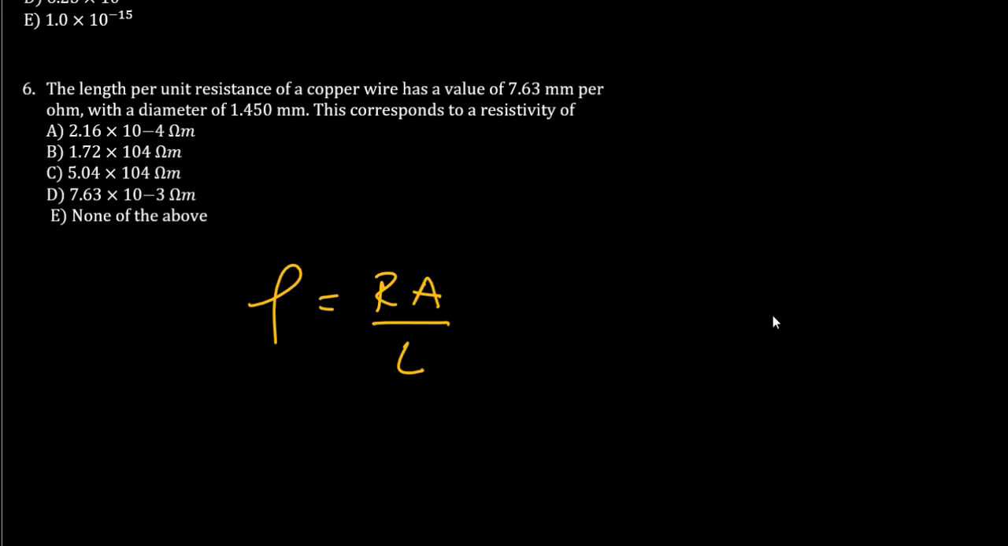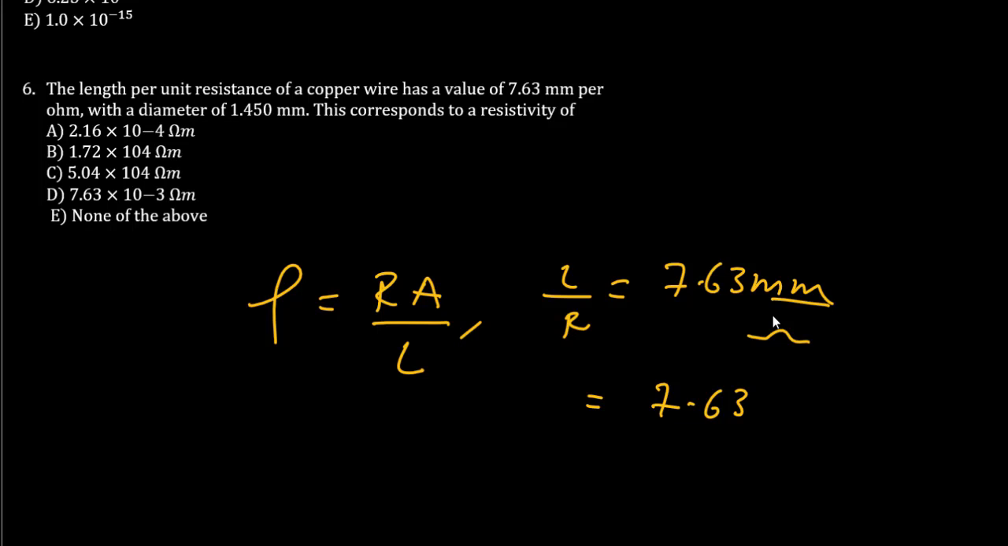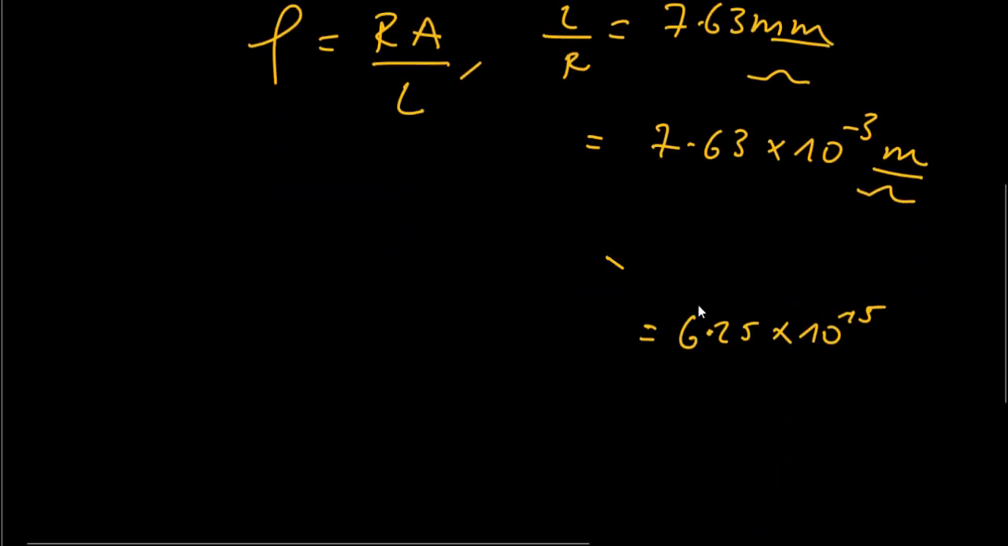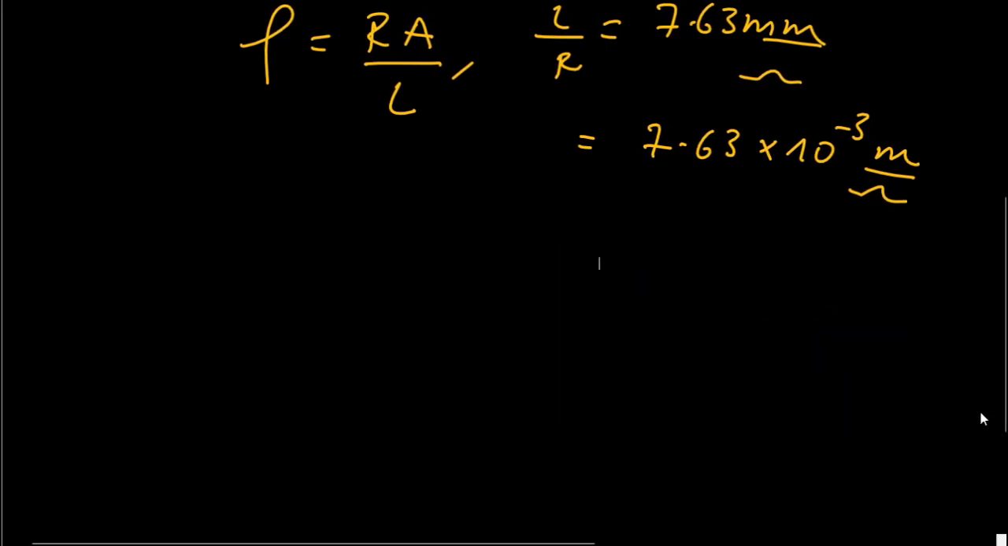So we are looking for the resistivity, and we know the length per unit resistance, so L divided by R is given to be 7.63 millimeters per ohm. So we can simplify this in SI units, so that will be 7.63 times 10 to the negative 3 meters per ohm. So from here we can get the value of L divided by R, and so the resistivity rho will be equal to R over L.